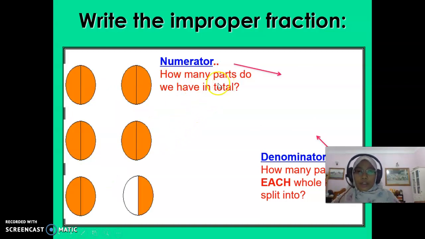How many parts do we have in total? 1, 2, 3, 4, 5, 6, 7, 8, 9, 10, 11. Okay, 11, and then each whole is divided into 2 equal parts. So the answer is 11 over 2.